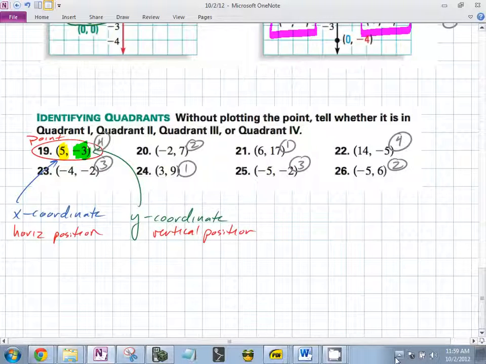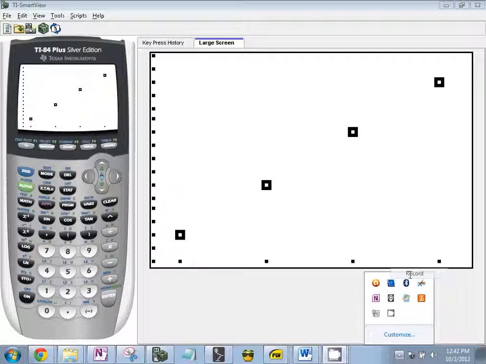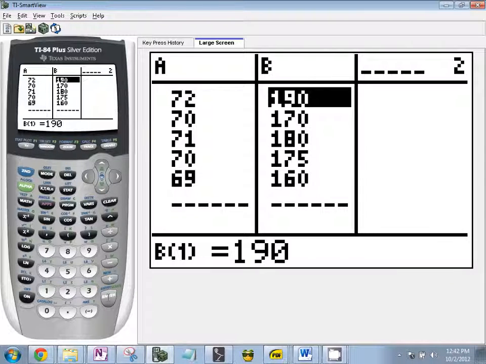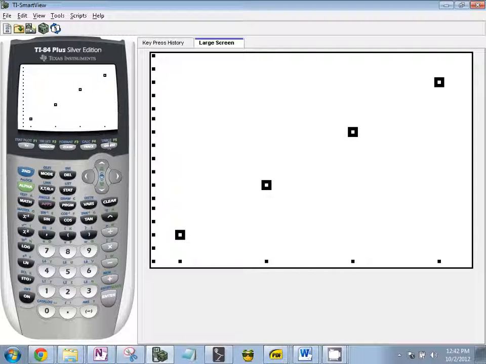Absolutely correct. Good job. So to go back, you hit Stat, Edit. We entered those 2 lists right there. We then went into Graph, and it plotted these points right here. Is that pretty cool? Yeah, it is pretty neat. You can actually plot these points.